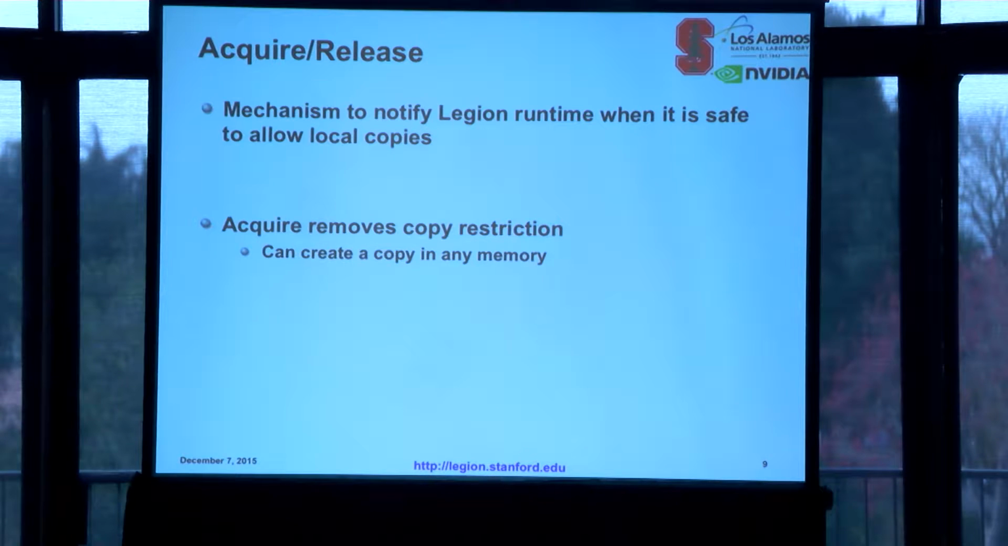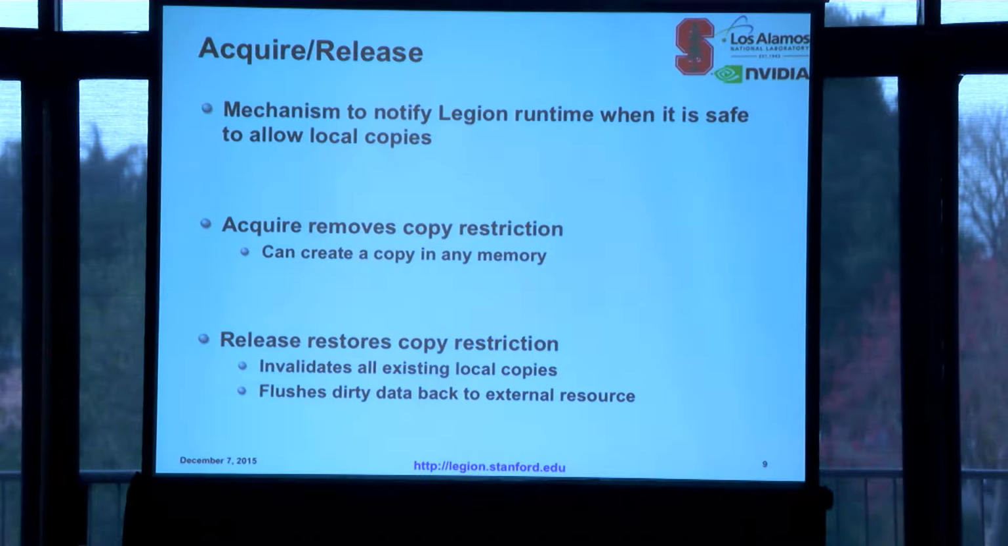The acquire operation basically notifies the region that at this point, it is safe to allow some local copies because we have guaranteed proper synchronization at the application level. The acquire operation will remove the copy restriction, and therefore the region could create local copies in any memory. The release operation will just undo the effects of the acquire operation. It will restore the copy restriction, and it will also invalidate all existing local copies and flush dirty data back to the external resource.